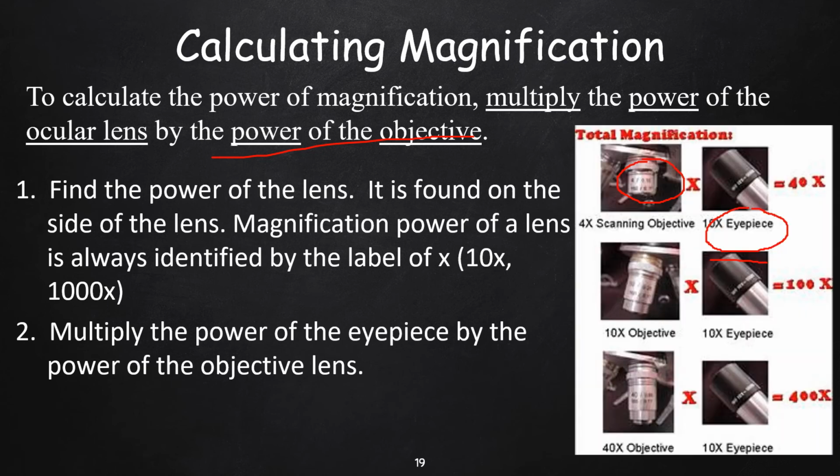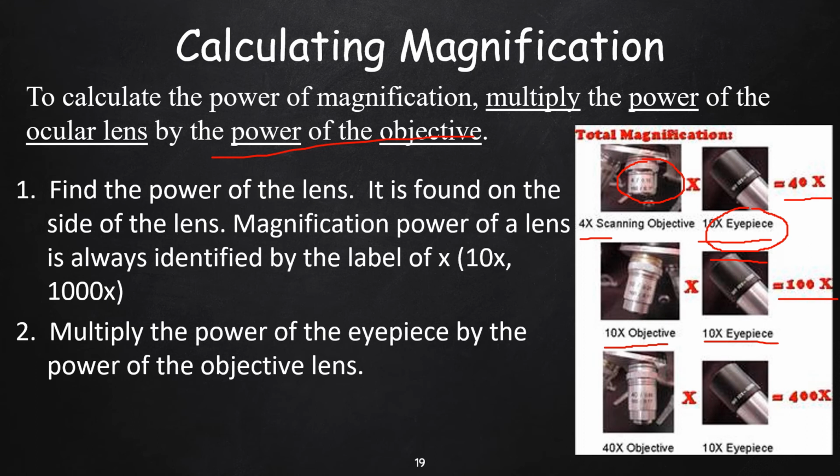So, kung titingnan mo, halimbawa gumamit ka ng 4 times scanning objective, tapos yung kanyang eyepiece naman is 10 times, so yung magnification power ng microscope na yan is 40 times. Another example, halimbawa yung nakalagay na objective is 10 times, tapos 10 times din na eyepiece, so yung magnification power ng microscope na yan is 100 times.